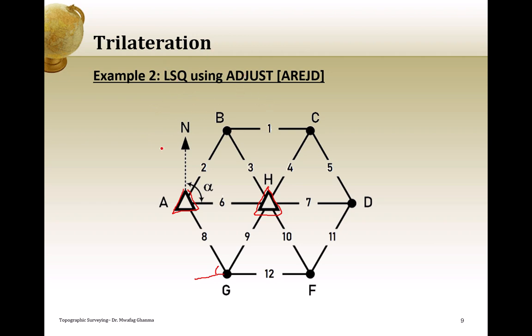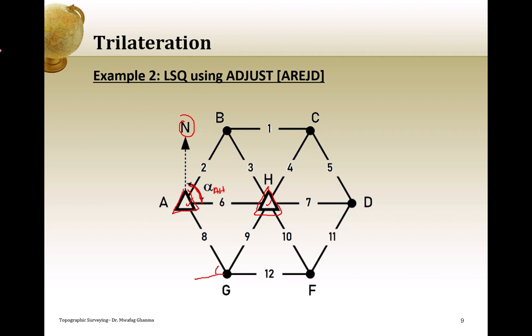So here, because we put the northing here, and this is the angle. What is this? This is alpha, the azimuth of AH. So when we want to put that as an observation, we do not need the observation. Alpha AH is calculated automatically from the 2 control points. So we do not need it.